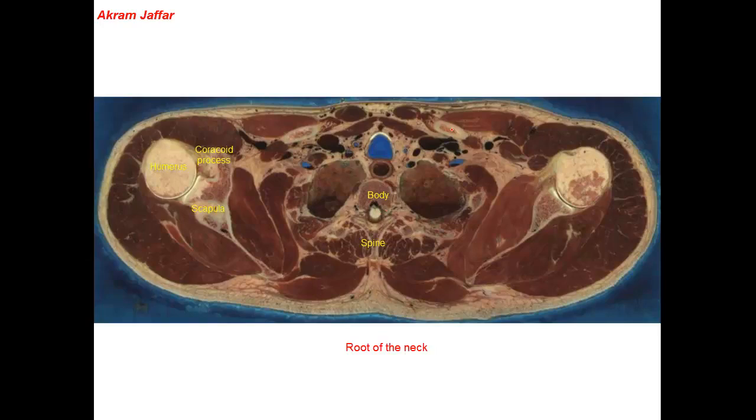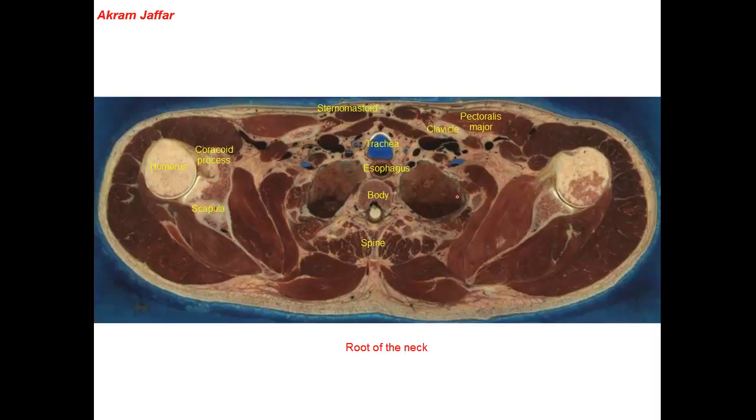Anteriorly, we can see evidence of the clavicle here and pectoral muscles, sternomastoid muscle. And in the midline, this is the trachea, where you can see some of the rings, the tracheal rings, the C-shaped ring. Behind the trachea and related to the vertebral body is the esophagus.